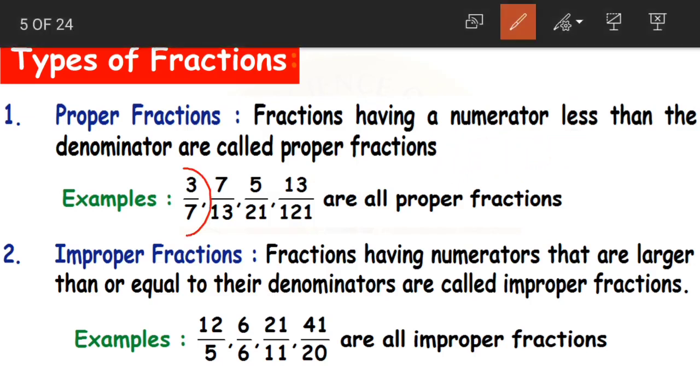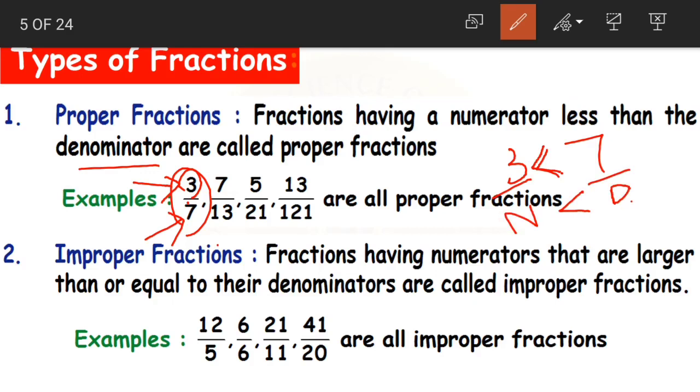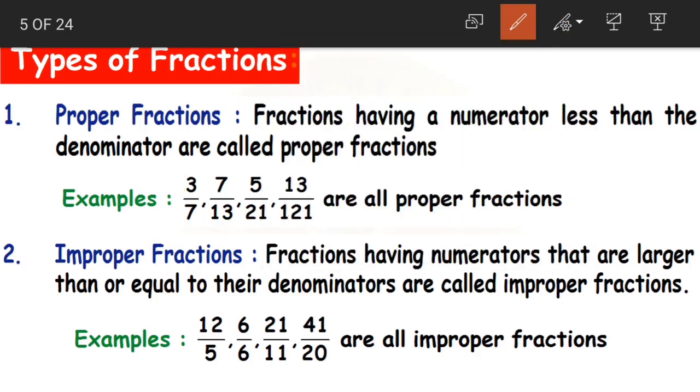Now look at the first example, 3 by 7. What is the numerator here, students? The numerator is 3. And what is 7 called? 7 is called the denominator. Here, when we compare 3 and 7, 3 is less than 7, right? 3 is less than 7. That is, the numerator is less than the denominator. So it is called a proper fraction. Understanding, students? Proper fractions have a numerator less than the denominator.